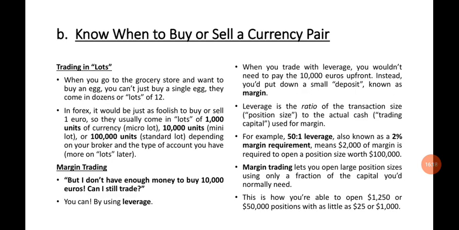Now, trading in lots. When you go to a grocery store and you want to buy an egg, mostly you can't just buy a single egg. They come in dozens or lots of 12. In Forex, it would be just as foolish to buy or sell €1. So they usually come in lots of 1,000 units of currency, which is a micro lot, 10,000 units of the currency, which is a mini lot, or 100,000 units of the currency, which is a standard lot, depending on your broker and the type of account you have. More on lots later.